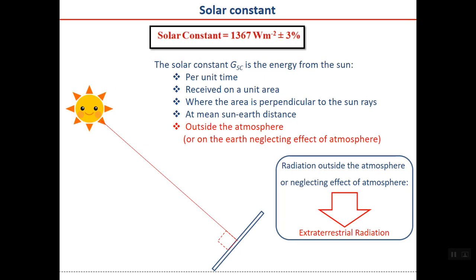If you remember, the solar constant was the energy from the sun per unit time received on a unit area, where the area is perpendicular to the sun rays at mean sun-earth distance and outside the atmosphere. And as you can see, there are 5 conditions for GSC. Let's review. Per unit time, so the unit is watt or joule per second, received on a unit area, so the unit will be watt per square meter or any other appropriate area unit.